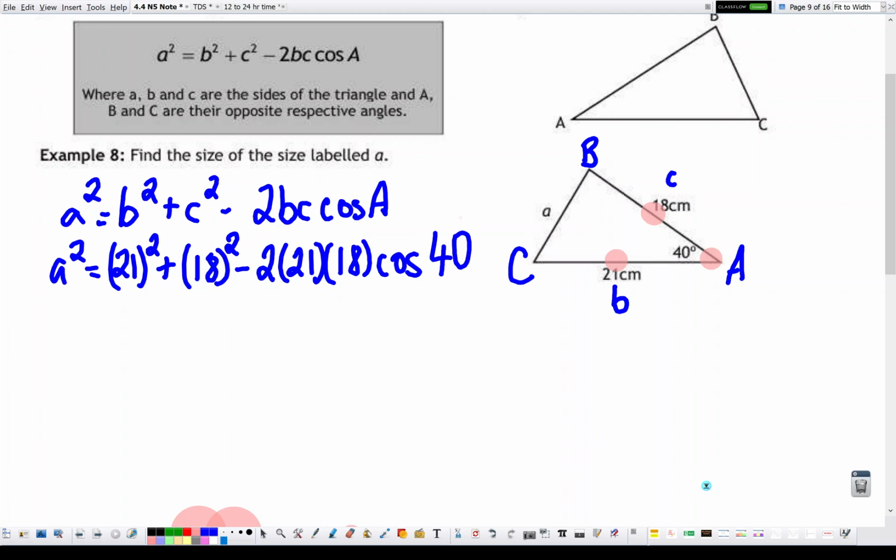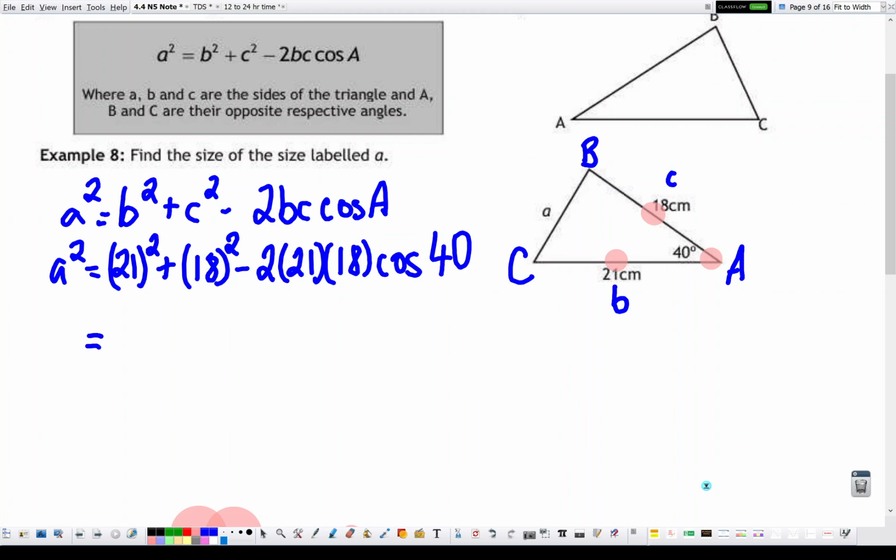Okay, so let's talk about how we're going to put this into a calculator. So all of you get your calculator, and if you don't have an actual calculator with you, if you're just using your phone, what you're going to need to do is hit equals after each of these squareds. So put 21 squared equals, plus 18 squared equals, minus 2 times 21 times 18 times cosine of 40 equals.